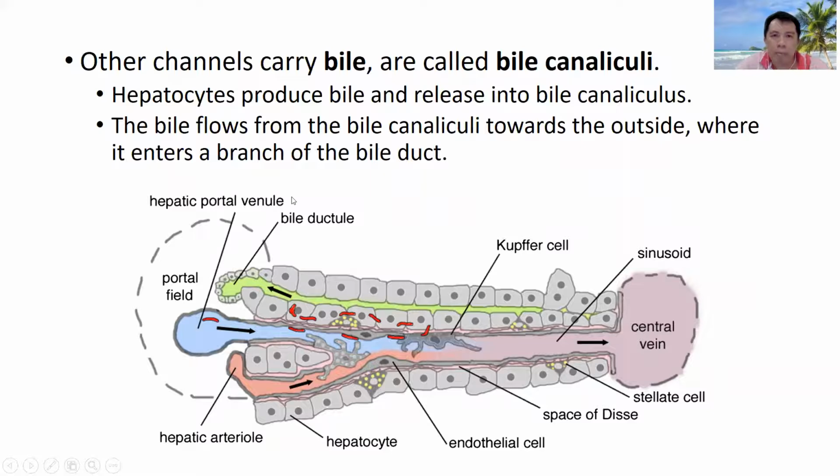Other channels that carry bile are called bile canaliculi. So this is the bile duct. The bile actually is produced by the hepatocyte. So the hepatocytes produce bile and release it into the bile canaliculus. The singular form is a bile canaliculus. And then after that, it channels to the bile duct, and from the bile duct, they will channel the bile into the gallbladder to be stored.